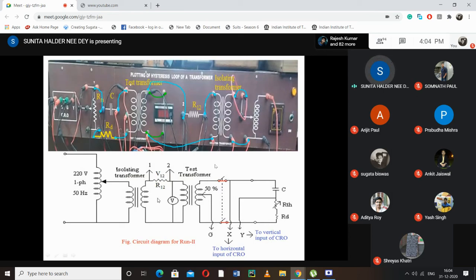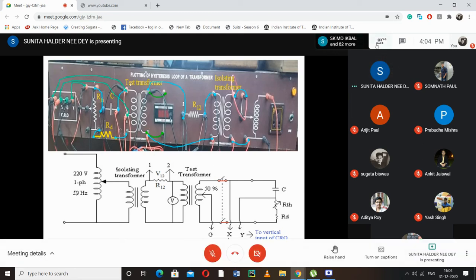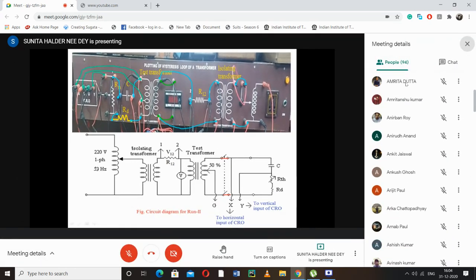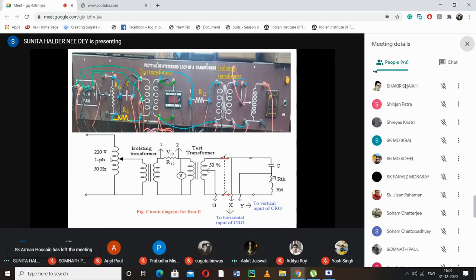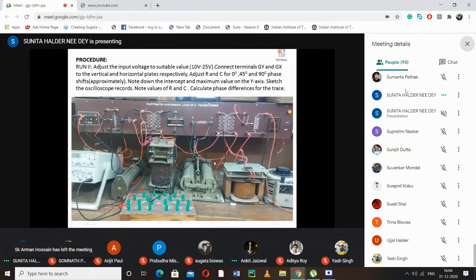Now we have to connect the oscilloscope. For the oscilloscope, this terminal is marked as X. So this X will be connected to the X plate, Y will be connected to the Y, and G will be connected to the G. And these two G are shorted. These leads are connected to the oscilloscope. Have you understood the oscilloscope connection? Yes, ma'am. Yes. So this is the circuit.